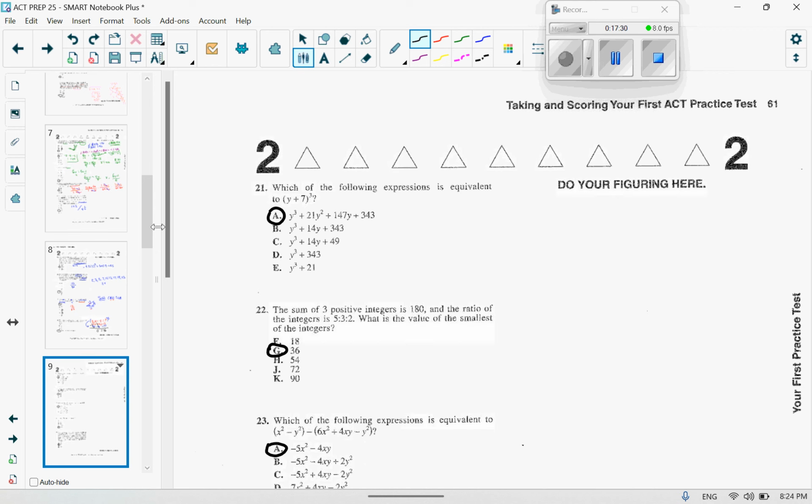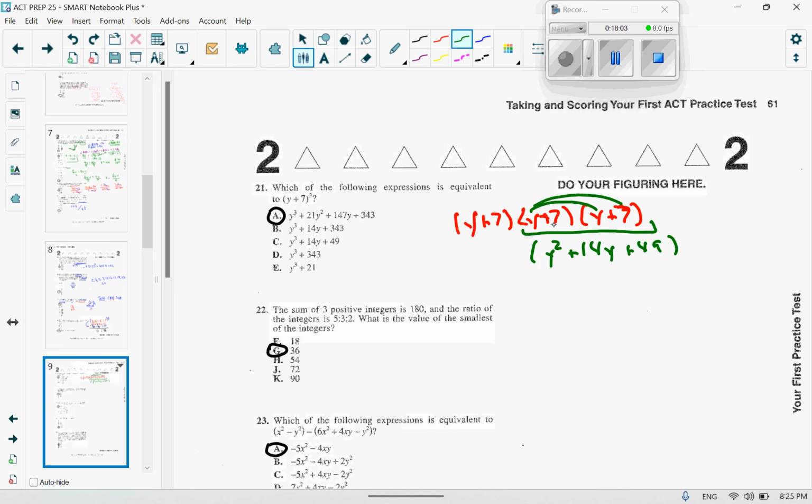Equivalent to y plus 7 cubed, well, that's just y plus 7 times y plus 7 times y plus 7. One of the most common mistakes that I see is this one right here, letter D. That would be just distributing the exponent. You cannot do that, so please don't. So if I multiply these two together, we're going to get y squared plus 14y plus 49, just foiling.